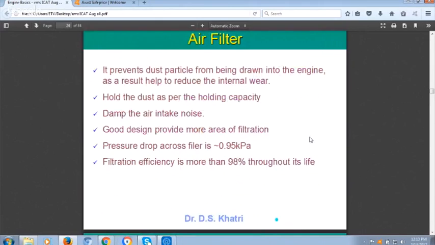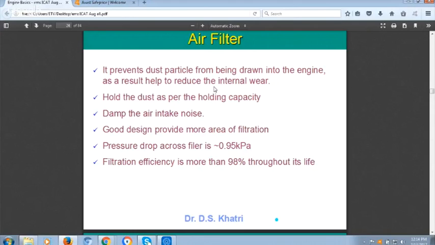So as we have discussed, the air filter prevents dust particles from being drawn into the engine, and as a result helps reduce the internal wear of the engine. If you start an engine without an air cleaner, can you imagine what its life would be? Engine life will be reduced to only a few hours as compared to 1,000 hours. The life may be completed in even only 1 hour. It will be totally damaged. Nobody wants his engine killed in 1 hour.